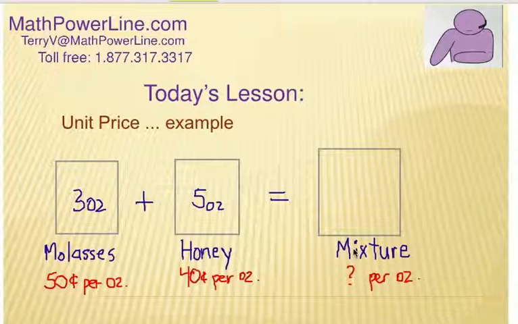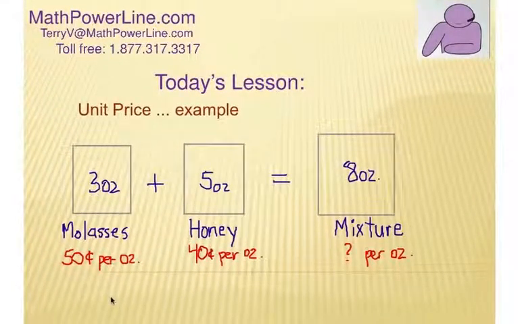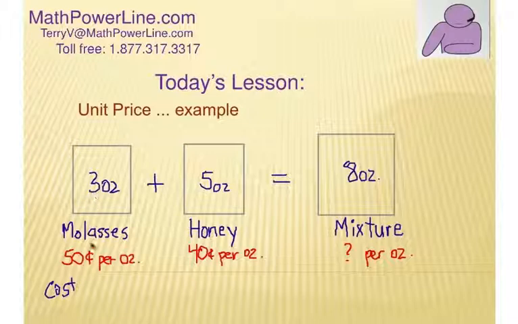That's a nice basic question. First of all, let's look at the total here, and that would be 8 ounces, right? So we want to make sure we have a total amount. But now let's look at the cost. The cost of the molasses would be 50 cents per ounce, so 50 times 3 is 150 pennies. Let's call that $1.50. So it costs $1.50 for that amount of molasses. We're going to add that to the cost of the honey, and so that's 40 cents times 5, that'd be $2. And of course the mixture then would be a total cost of $3.50.